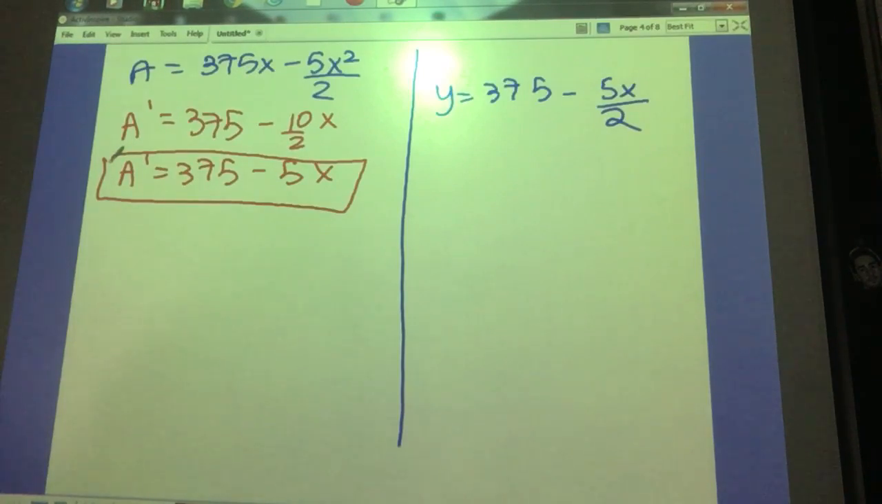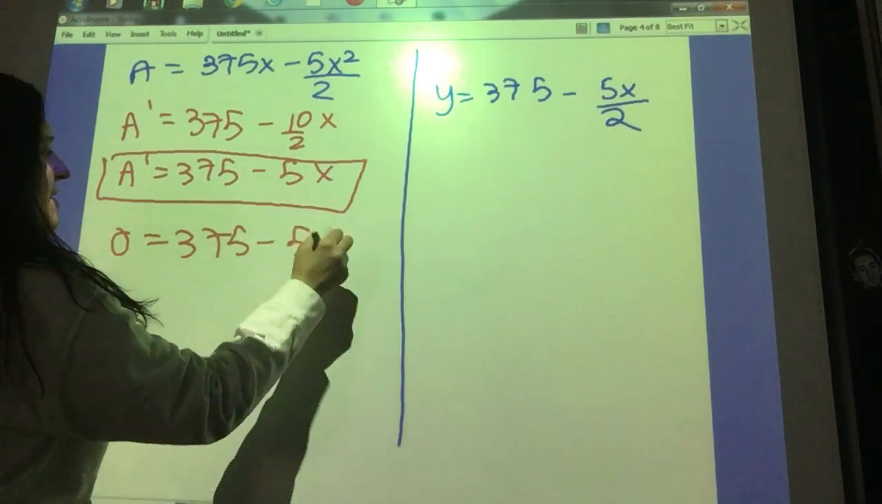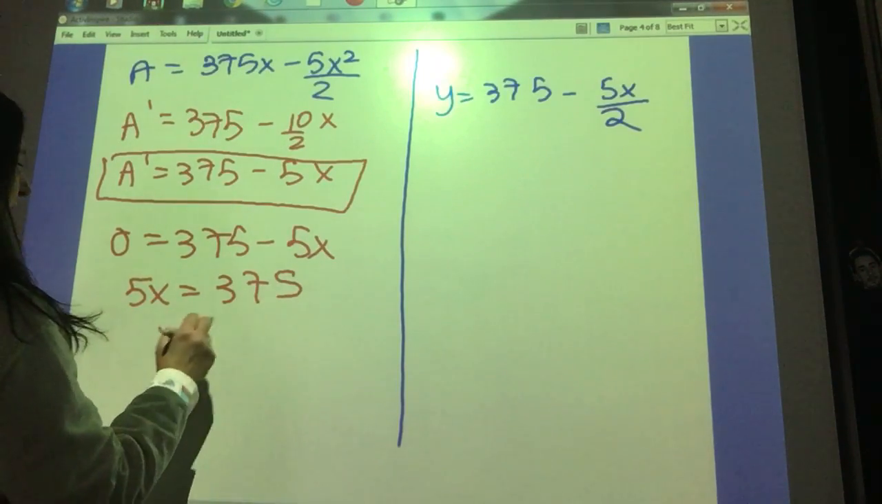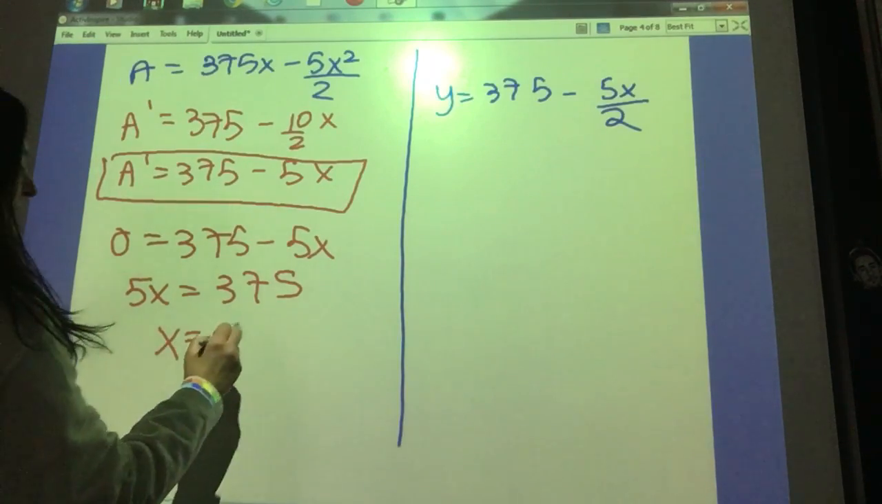Now we get the critical numbers for this, so we set that equal to 0. This is easy for you guys. You just have to solve for x. You don't need to watch me do that. So 375 divided by 5 is 75.